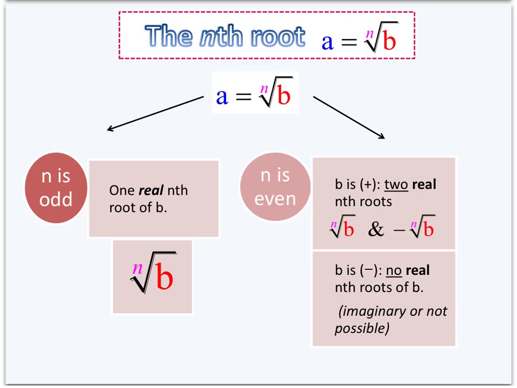So depending on if my index is odd or even, I will have a different amount of roots. So if n is odd, I will only have one real nth root of b. So if it's a cube root or a fifth root or a seventh root or anything that's odd, I will only have one real root. Now, if n is even and the number underneath is positive, then I will have 2 real nth roots. Now, if b underneath is negative, I will have no real nth roots of b. We will either have imaginary roots or it will not be possible to find a root.